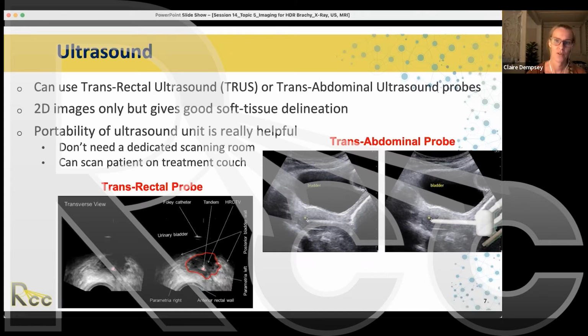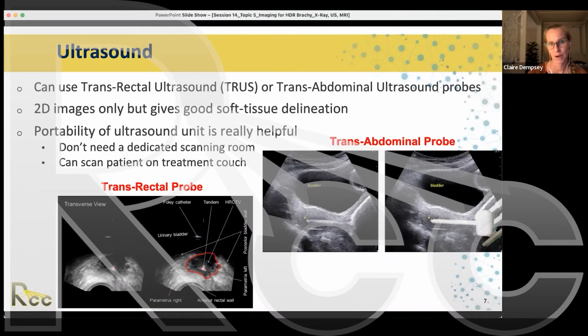Some prefer the transabdominal ultrasound so that they don't have to use the rectal ultrasound, which they feel sometimes deforms the cervix. And obviously that's another thing inside the patient that you then have to try and work around, particularly when you're inserting the applicator. So my department uses transabdominal ultrasounds, but there are certainly a lot that use transrectal as well. So either one is perfectly okay.